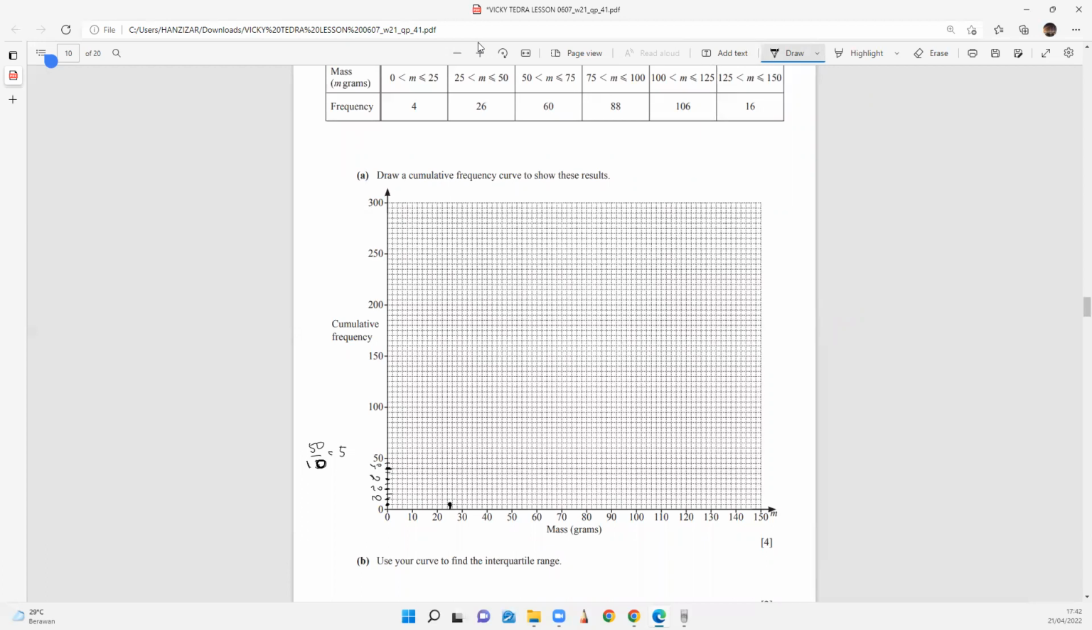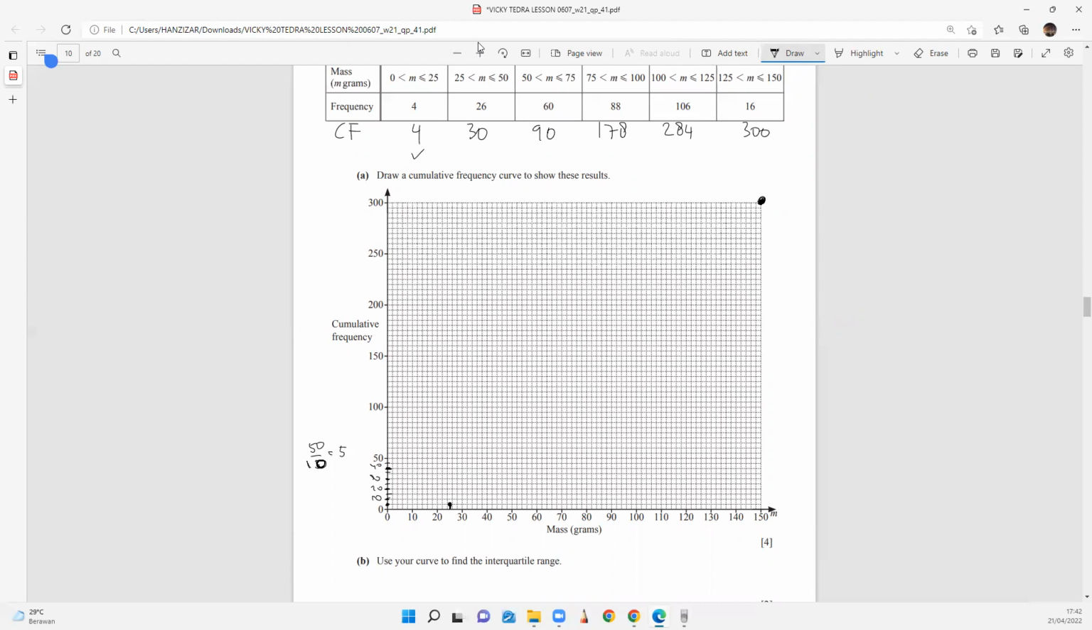So you need to calculate the cumulative frequency, because it's a cumulative frequency table. So the CF: this is 4, you plus 26, you get 30, then 90, right? Then 178. It's hard. Then 284, and the total is 300. So the total is always 300. Okay, and we are done for this part.